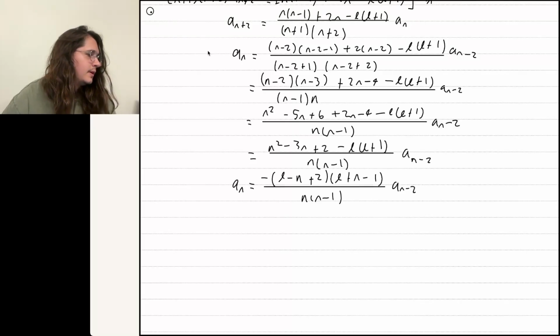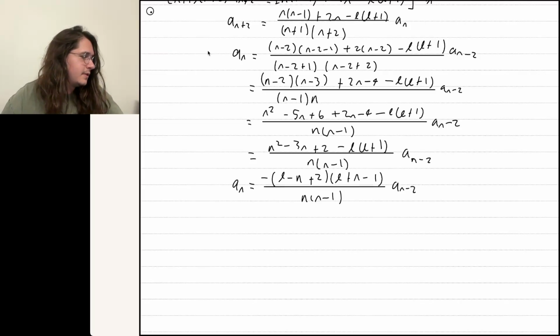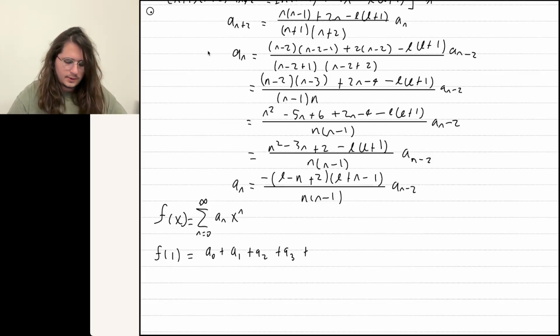That's the recursion relation. The next bit of the problem is to argue that unless the series truncates, which can only happen if L is an integer, the solution will diverge at x equals 1. This is kind of just, it may be a no-brainer to some people, but if you have an infinite sum of a sub n x to the n that never truncates, then f sub 1 of 1 is going to equal a0 plus a1 plus a2 plus a3 plus dot dot dot to infinity.